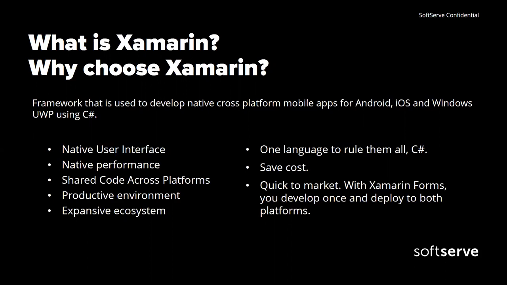So if we want to summarize what Xamarin is and why we would want to choose it, it's a cross-platform framework that implements native user interface, native performance, and implements 100% of the native APIs for iOS and Android. You can share your code across the platforms. As I said, it's up to 95%, which makes it quite easy to support this type of application for all platforms. You're using one language to rule them all, C#.